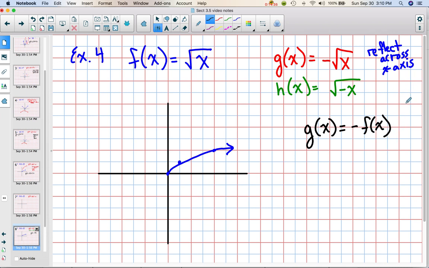So what does that mean? That means I'm just taking my y value and making it the opposite. So what that graph is going to look like, the 0 is still going to be at 0 because when you reflect that, it's still there.